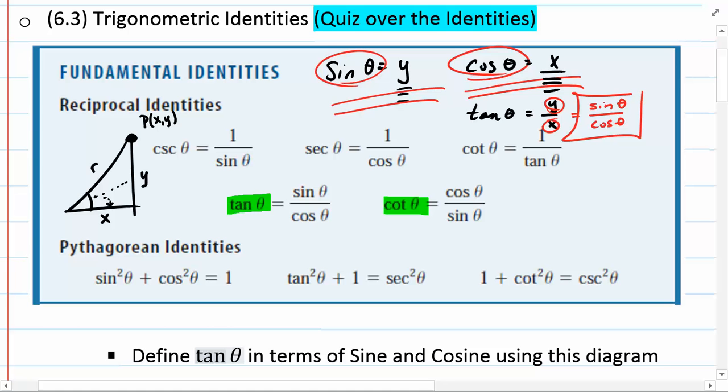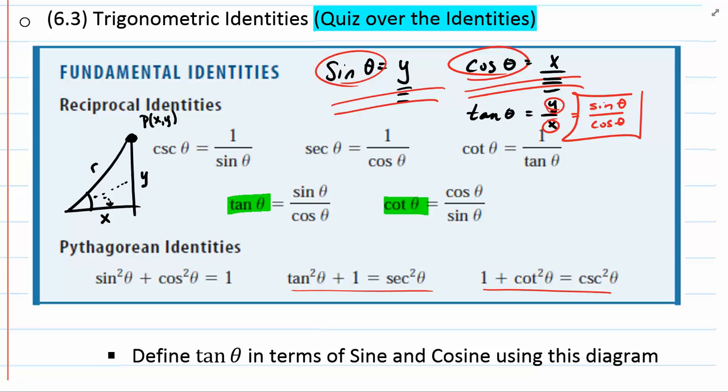In a similar fashion, perhaps later we'll discuss it, we have these other relationships as well. Tangent squared of theta plus 1 is equal to secant squared of theta. 1 plus cotangent squared of theta is equal to cosecant squared of theta.